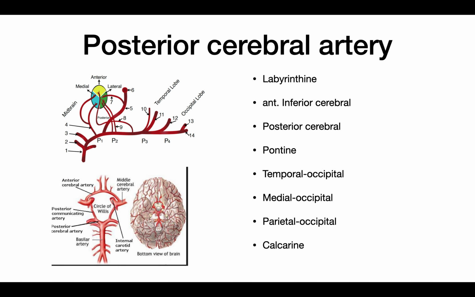Okay, so the posterior cerebral artery, once again, really provides the back of the brain. There are going to be some cerebellar branches along with occipital branches and pontine branches. It supplies a lot of the brain.